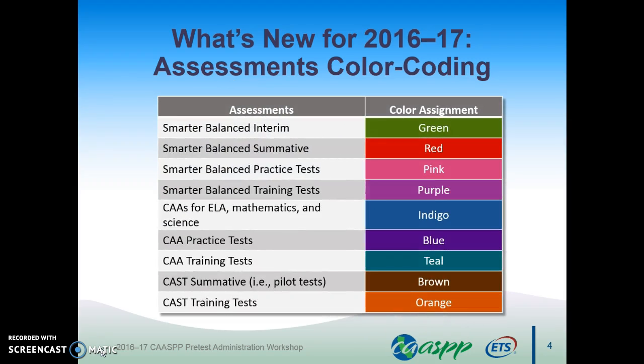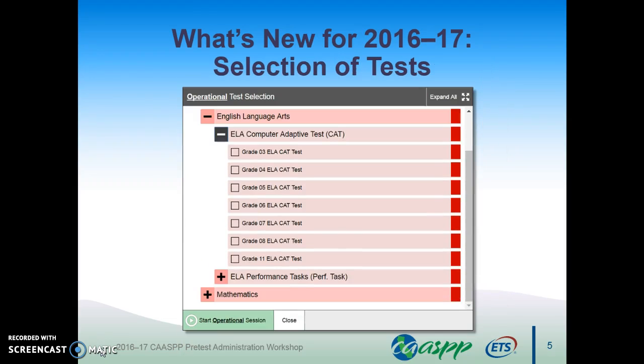Also, looking at the assessments, they are color-coded this year, which would be helpful when you log into TOMS and choose your assessments for your students. This is the test selection screen that you will see on your TOMS. Make sure that you choose the correct test for your grade level when you are setting this up next week.